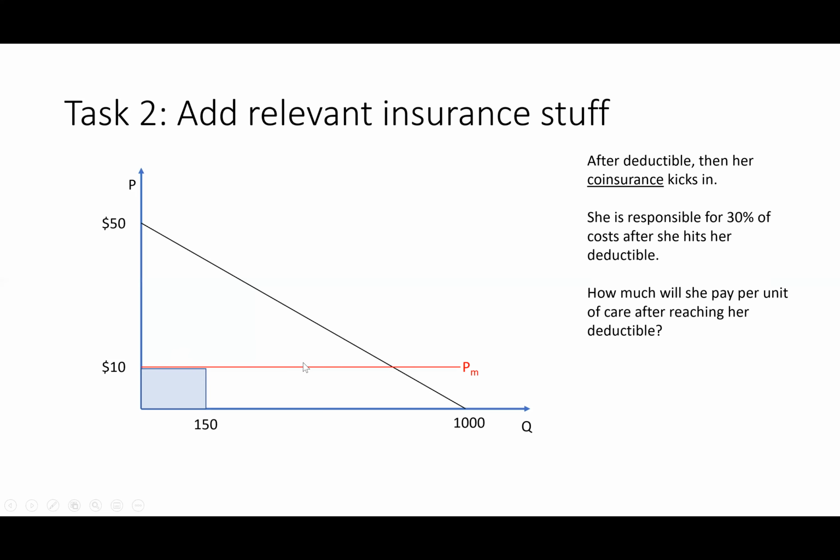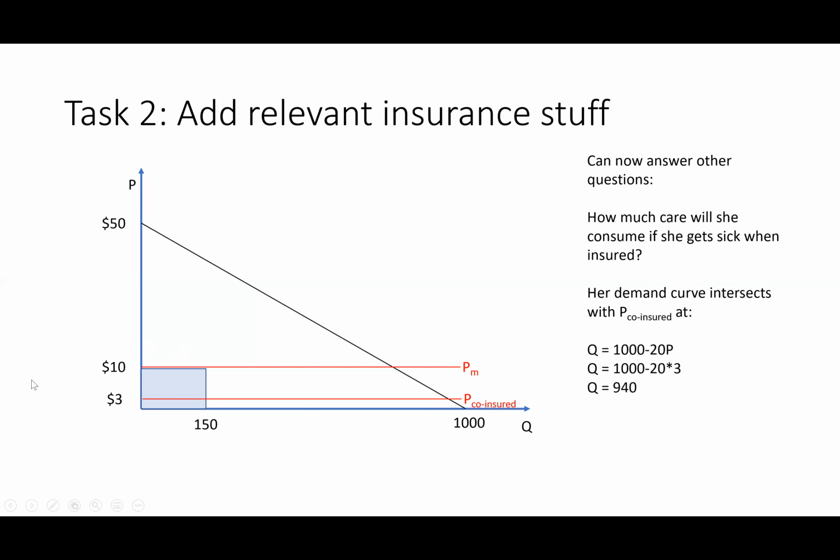Prior to the deductible, she was just out there in the marketplace with no insurance, paying a price of PM. And now that we know she's going to be responsible for 30%, she'll be paying 30% of PM. And since 10 is such an easy number, she'll be paying $3 per unit of care after she meets her deductible.